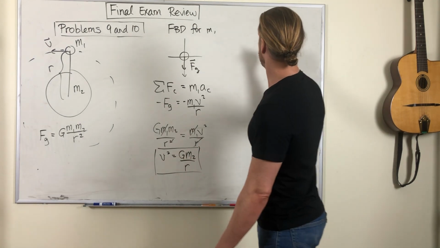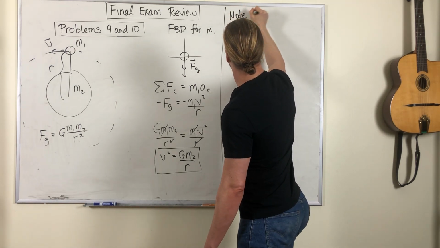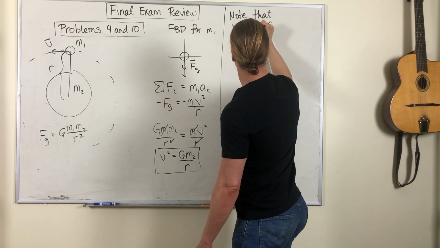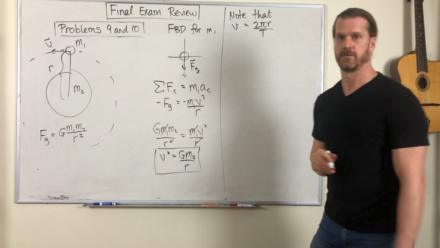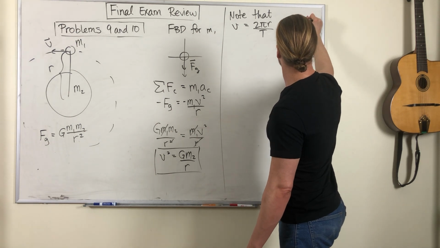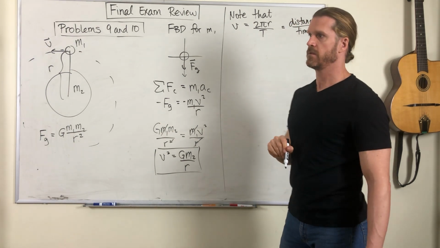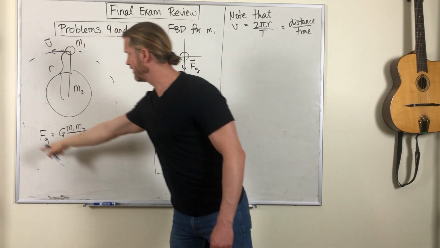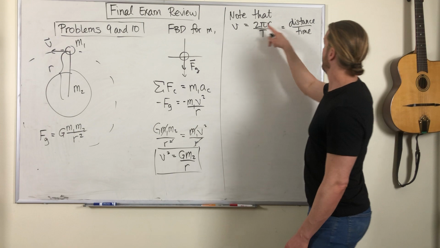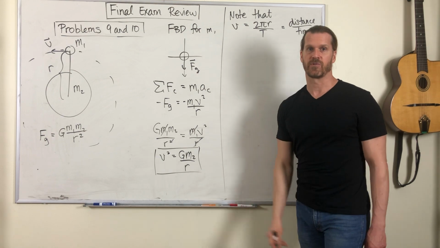From this expression, we can also note that v is 2 pi r divided by the period. In other words, distance over time. The distance is the distance of this orbit, the circumference of the orbit. The circumference of a circle is 2 pi r, and the time to complete one orbit is called the period, and we use capital T.